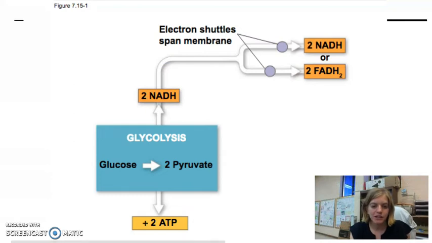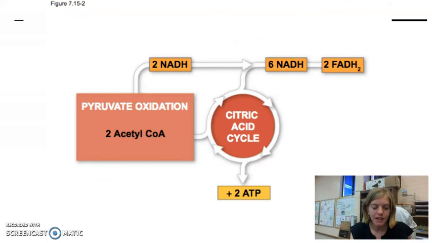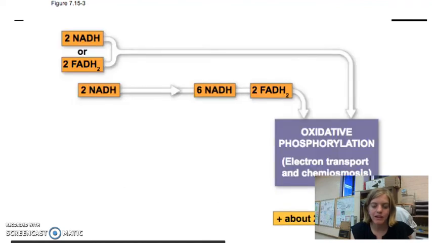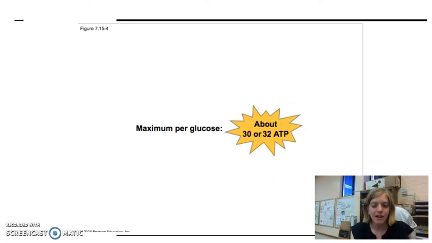If we take a look here, this breaks it down even further to look at glycolysis. This page breaks it down into the oxidation of pyruvate. This is our intermediate reaction, and then moving on to the Krebs or citric acid cycle. And then here we have our oxidative phosphorylation, which includes the electron transport chain as well as chemiosmosis. And then in the end of all of cellular respiration, we get about 30 to 32 ATP molecules. So that's the end of this video session.